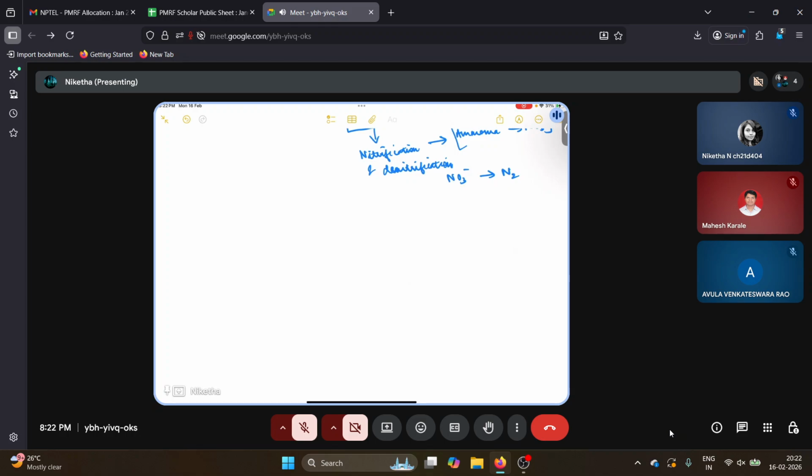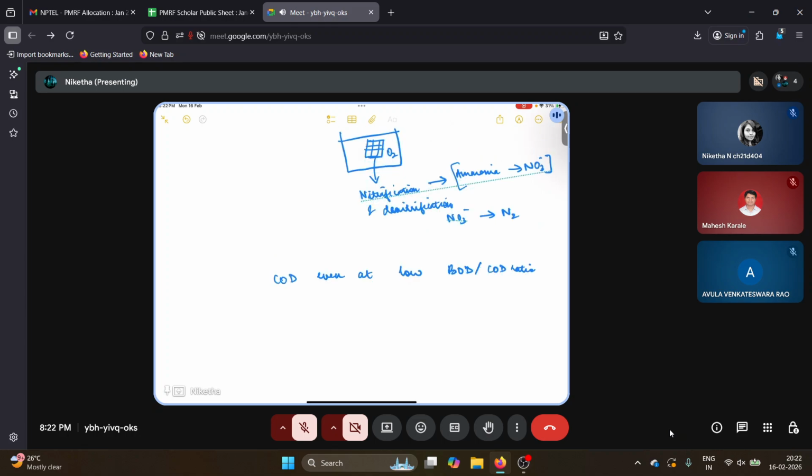Okay, one advantage of membrane bioreactor is that it can remove COD even at a low BOD to COD ratio. Like we've seen, only if the BOD to COD ratio is higher can we go for biological treatment. But if we are going for membrane bioreactors, we don't need that criterion. Even at a low BOD to COD ratio, we can go for this kind of treatment.